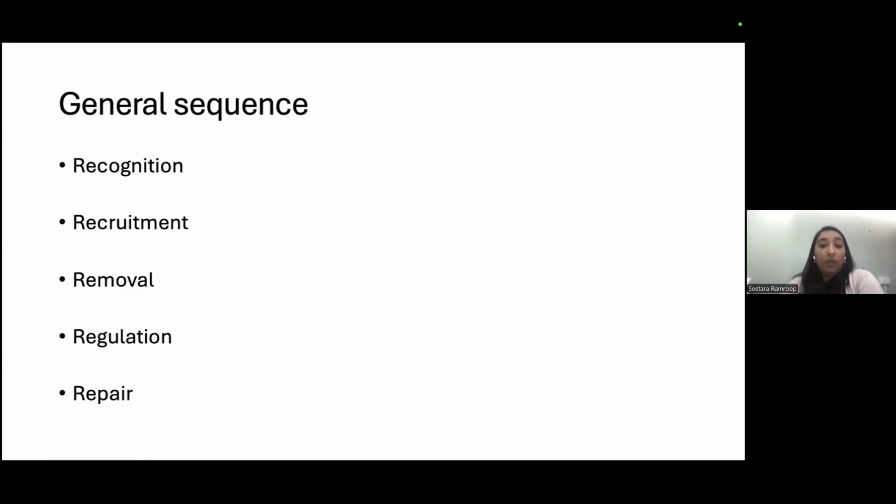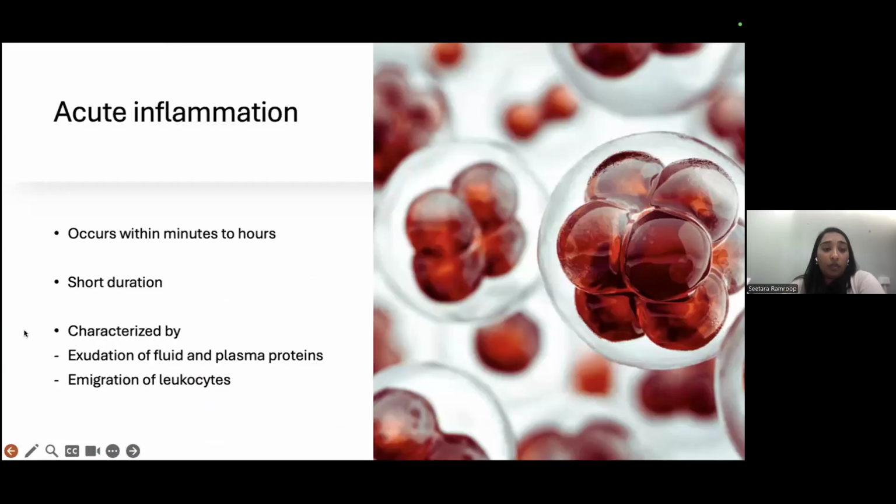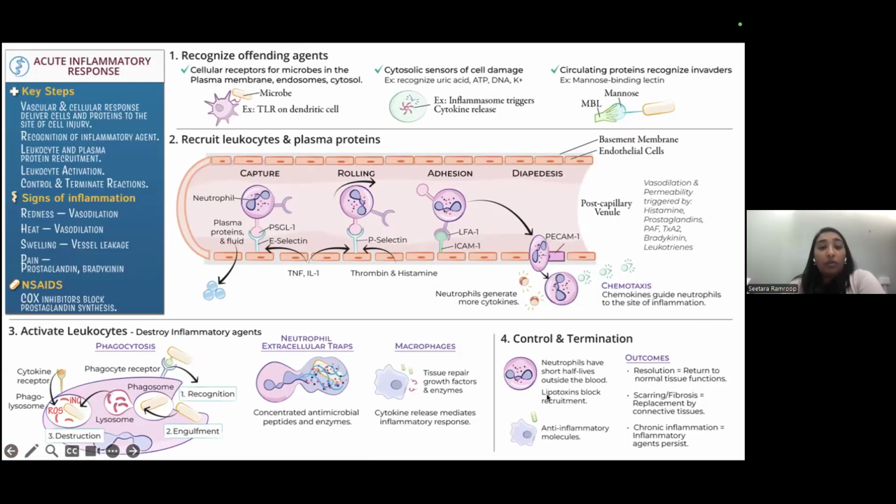Now, generally speaking, the sequence of inflammation would be that of recognition, recruitment, removal, regulation, and repair. And we'll go into detail with respect to each one. This is just a picture that sort of brought all of it together. At the top, you'd see where there's the recognition of the pathogen. Then there's the recruitment of the leukocytes, the activation of the leukocytes, and then the control and termination, which would then lead to repair.